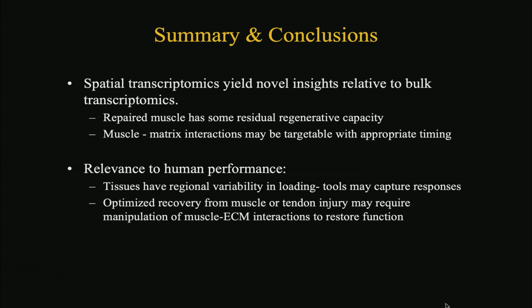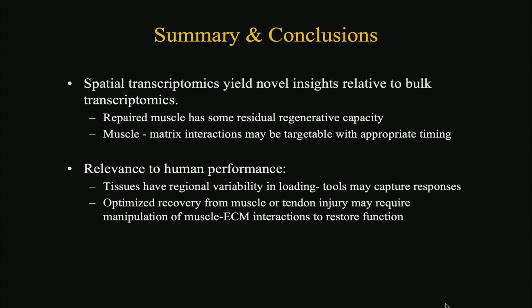So to summarize, spatial transcriptomics yields novel insights relative to bulk transcriptomics. That's an important lesson for us. After repair, and I gave you two examples, repaired muscle has some residual regenerative capacity, which we did not see before. And there are novel genes in the muscle matrix interactions that we couldn't see in bulk transcriptomics. Both of these things could be targetable with appropriate timing.